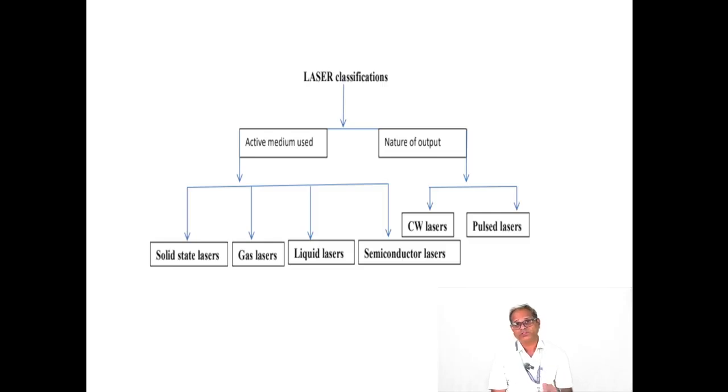Active medium means which medium you are using for the population inversion. If the medium is solid, we say it is a solid state laser. If it is gas, we say it is a gaseous laser. If it is liquid, we say it is a liquid laser. If it is semiconductor, it is a semiconductor laser. So, depending on the active medium and the nature of the output, lasers are classified into different groups.